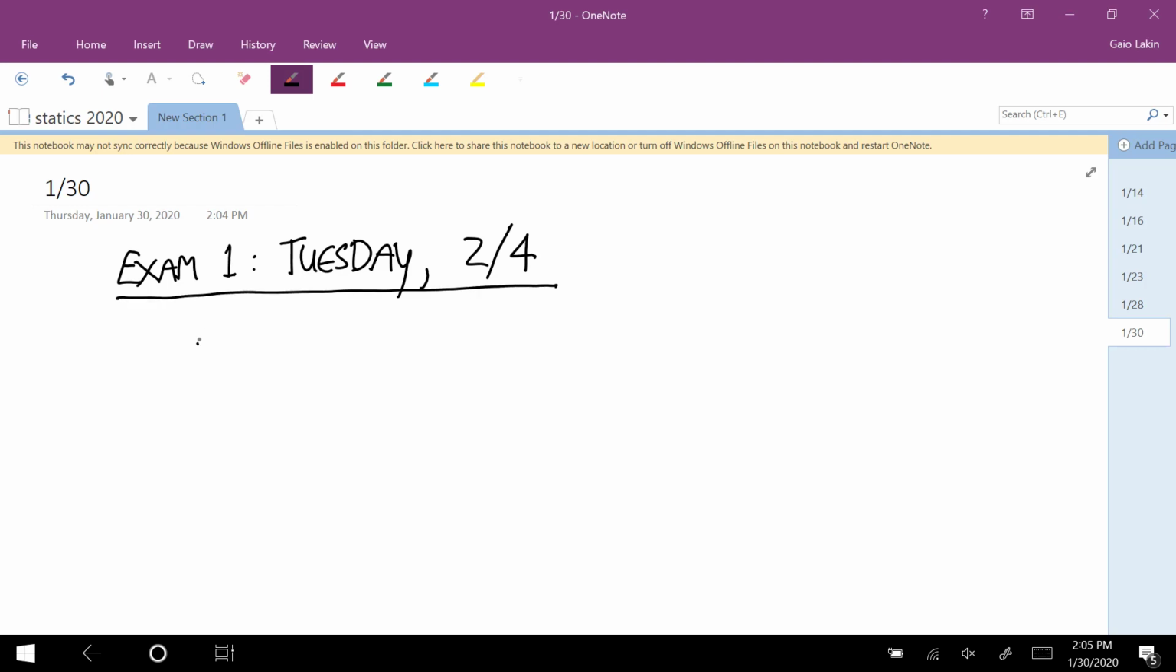And the topics are everything up through particle statics. So I'll start. If anybody has any questions related to the test, I'd be happy to answer as many homework questions as you have. Anybody want to go over anything?